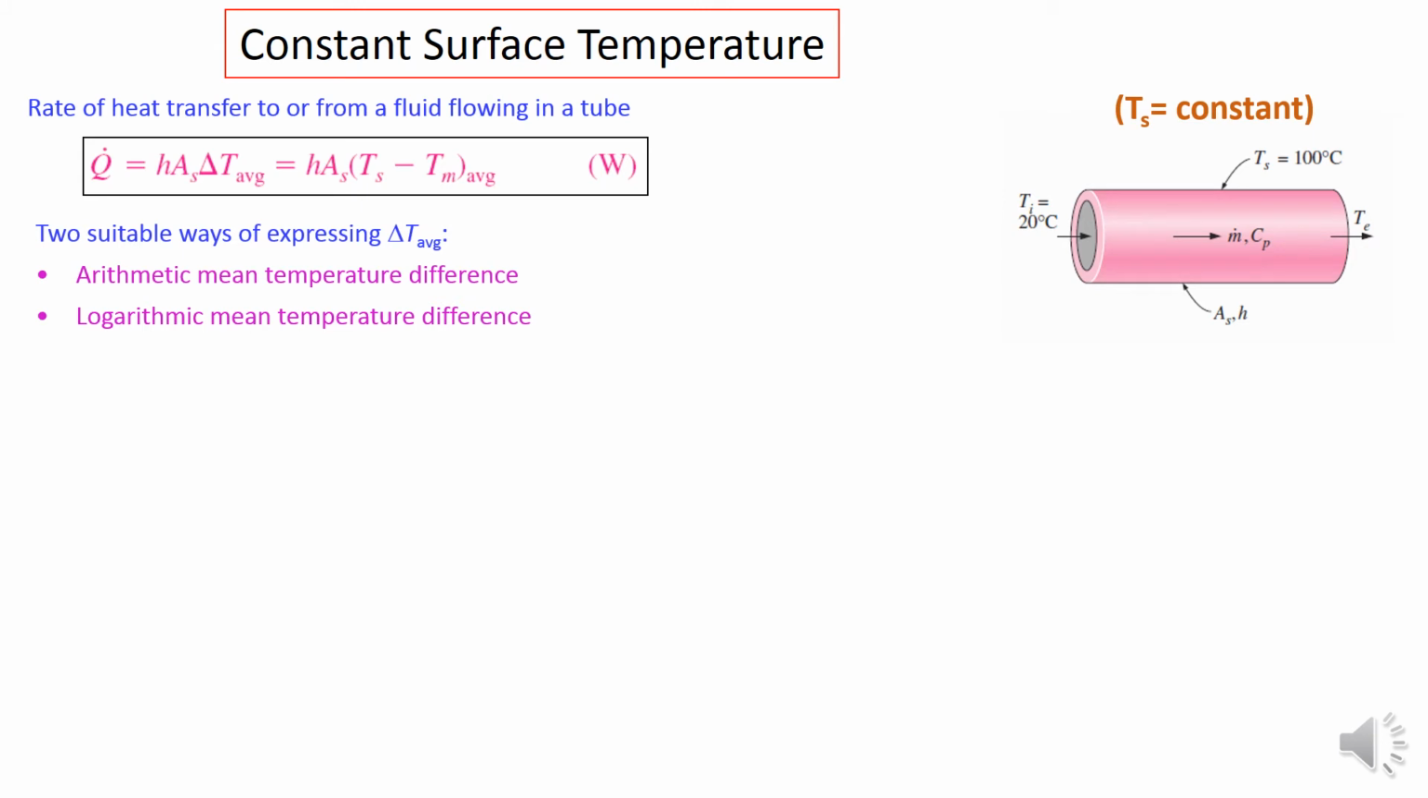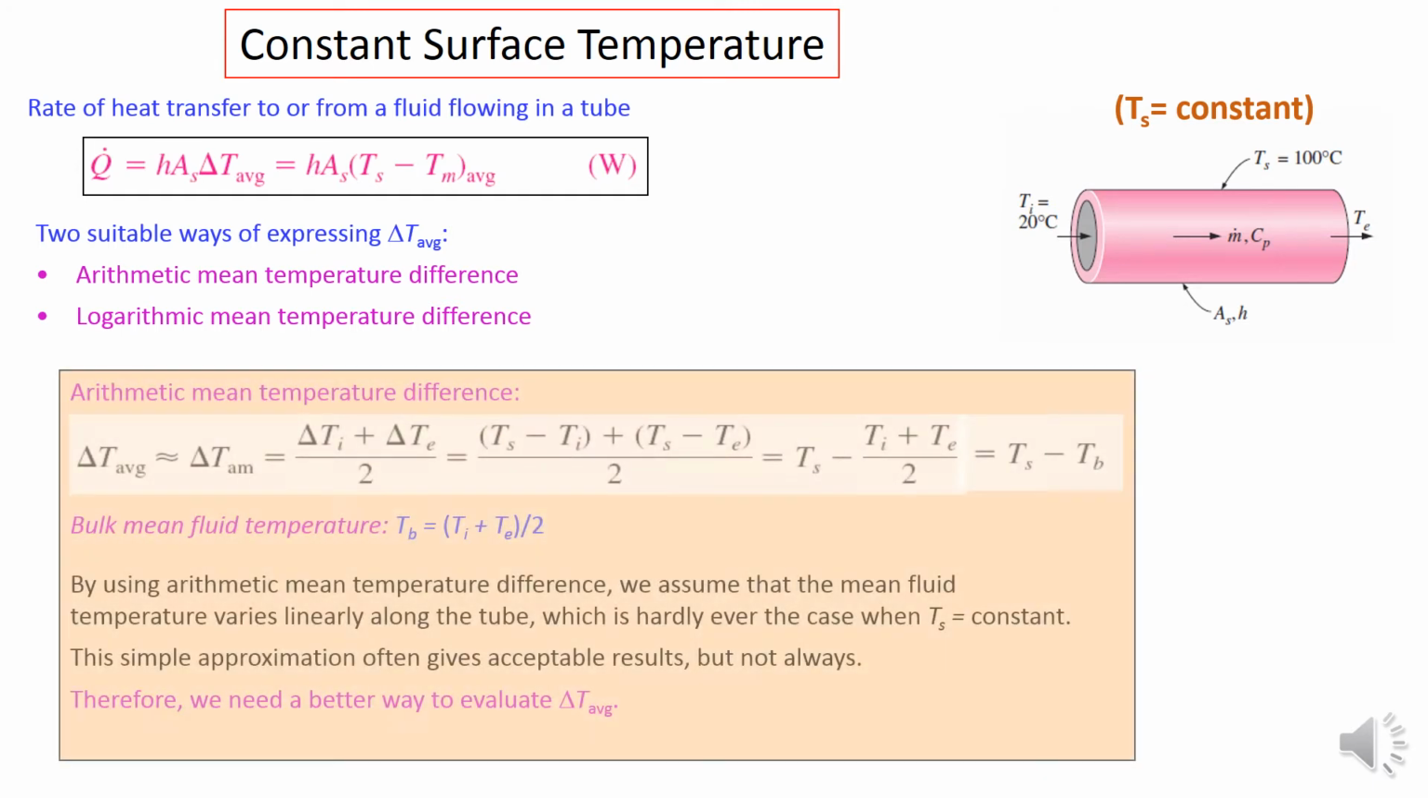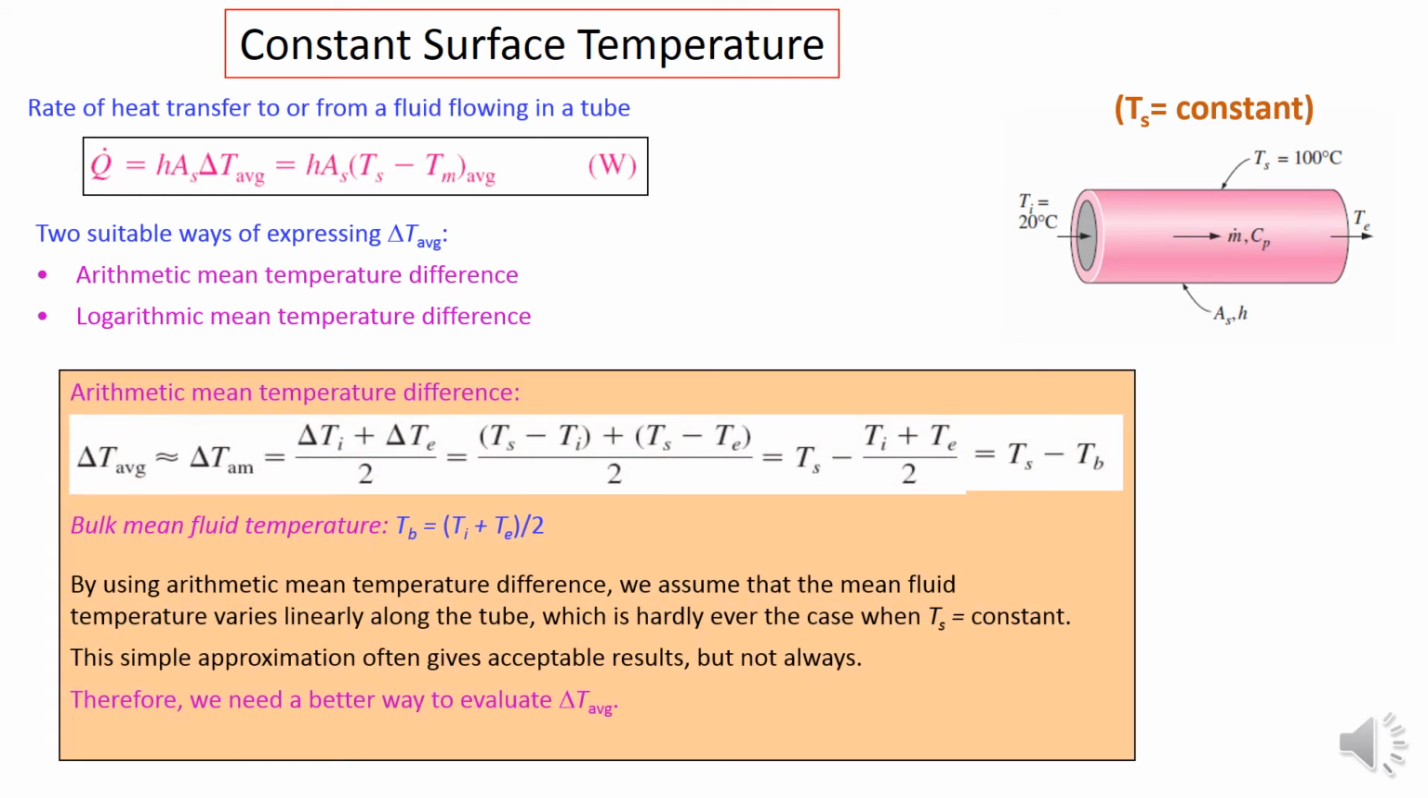There are two suitable ways of expressing delta T average. One is the arithmetic mean temperature difference, and the second one is the logarithmic mean temperature difference. Now we look into the arithmetic mean temperature difference, which is given here as delta T inlet plus delta T exit, divided by 2, where delta T inlet is the surface temperature minus the inlet temperature, whereas delta T exit is the surface temperature minus the exit temperature.